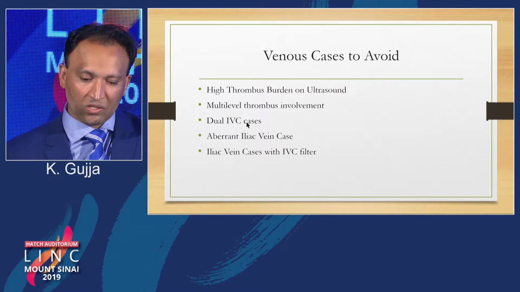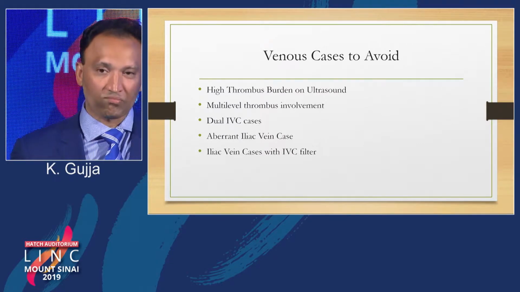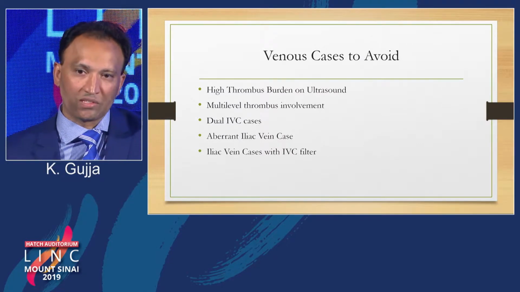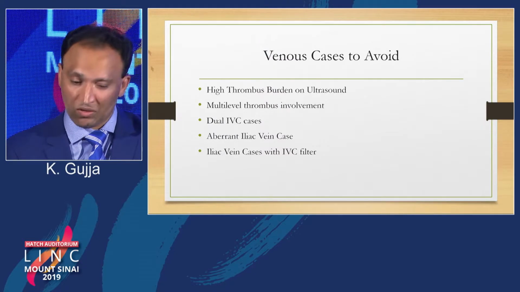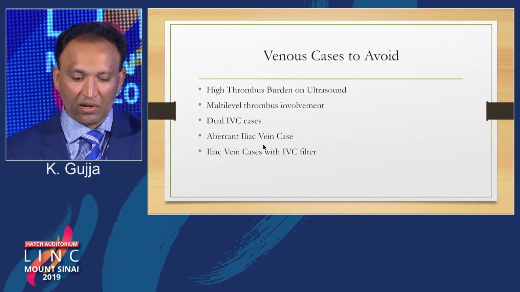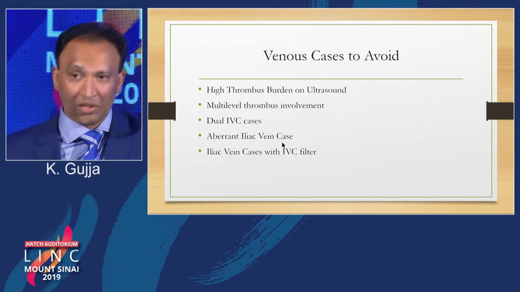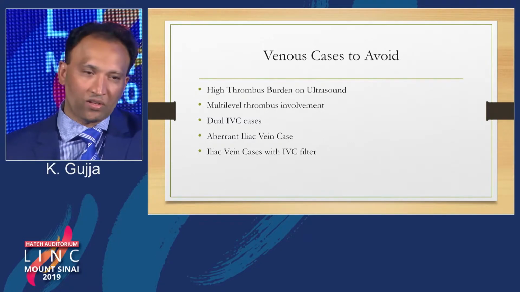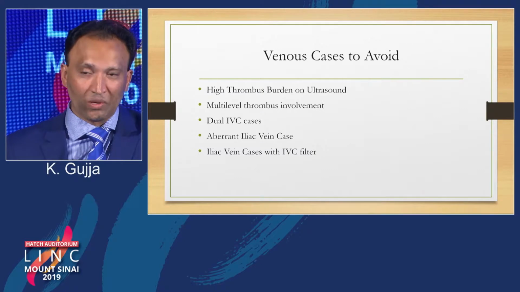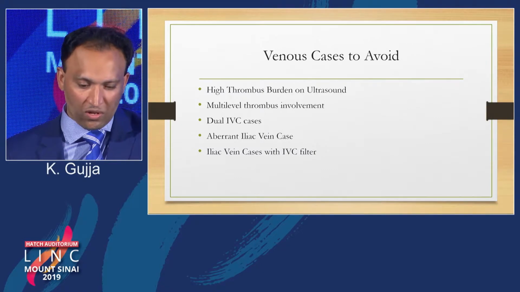Dual IVC cases definitely should be avoided because if you do it in OBL, I'm pretty sure you're going to miss a lot of dual IVC cases, which is 5% rates of dual IVCs. Aberrant iliac vein cases, you're going to miss it because you're going to be in a vein which you think is an iliac vein, and you start ballooning them, they're going to have back pain. Now you're stuck. Yes, they can have bleeds, but they are venous bleeds. But these venous bleeds sometimes can be very, very profuse.